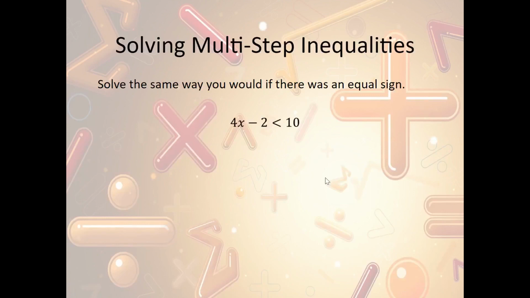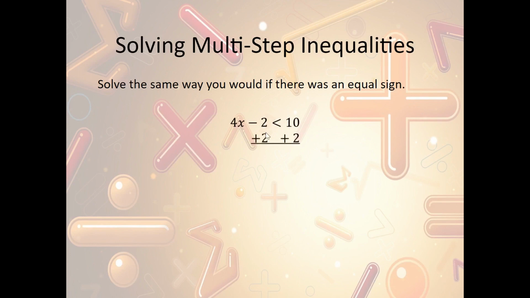Now, how do we solve multi-step inequalities? Well, first thing we do is we solve it the same way we would if it was an equal sign. So if this was 4x minus 2 is equal to 10, we would just move everything away from the x. We're going to do the same thing here.